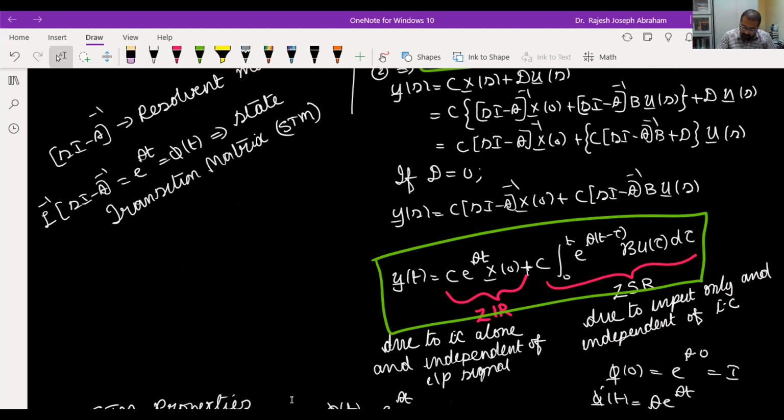So what we did today, we have discussed the solution of state equation. Okay, and we had seen what is resolvent matrix, what is the state transition matrix, and a few properties of state transition matrix. So we'll stop here.